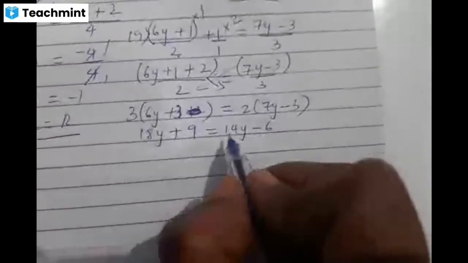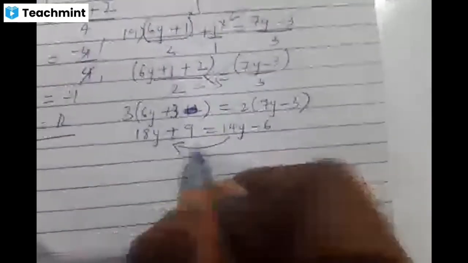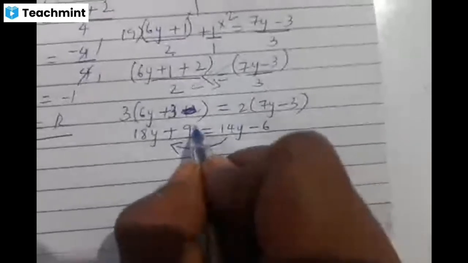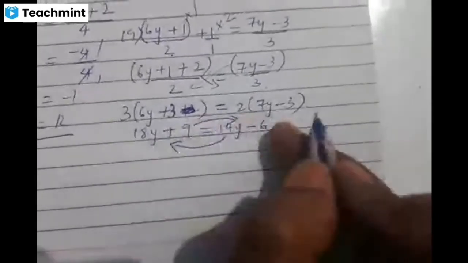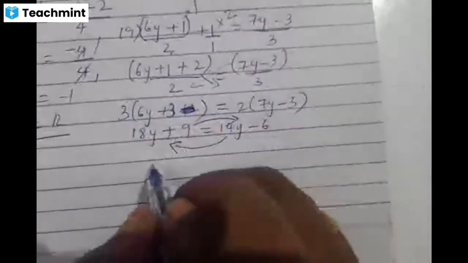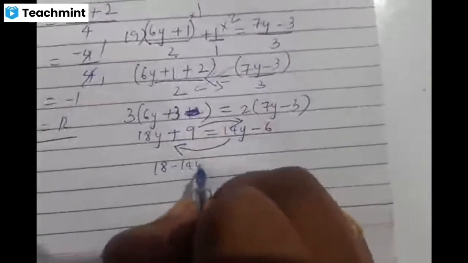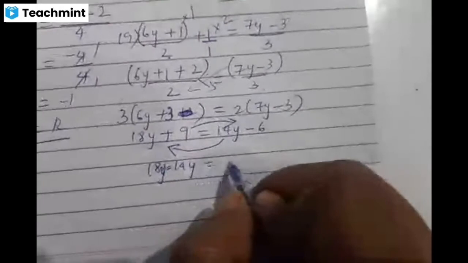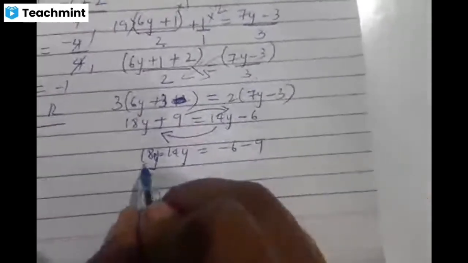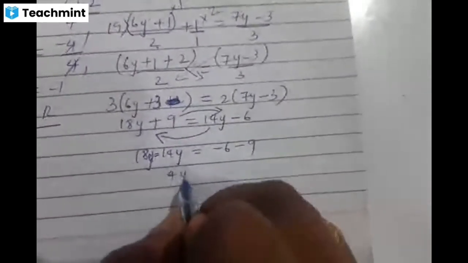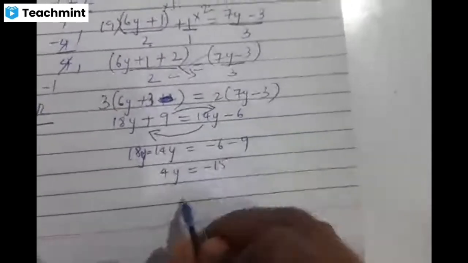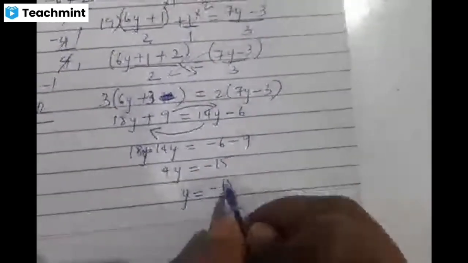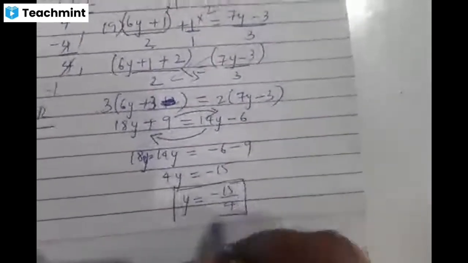Like terms have to be grouped. Plus 14y if I send it, it becomes minus 14y. Plus 9 if I send it to the right hand side, it will become minus 9. 18y minus 14y is equal to minus 6 minus 9. 18 minus 14, 4y is equal to minus 15. y is equal to minus 15 by 4. So this is the solution, children.